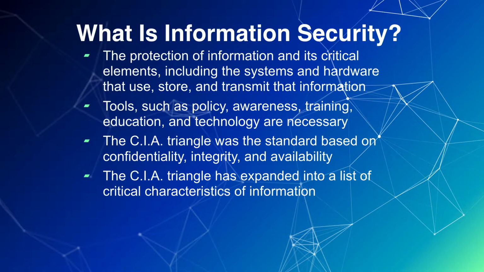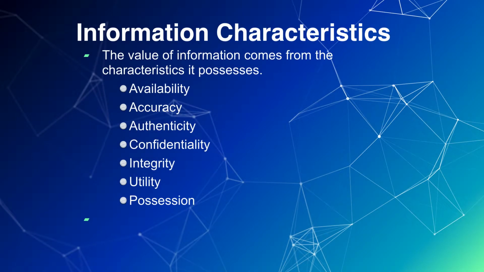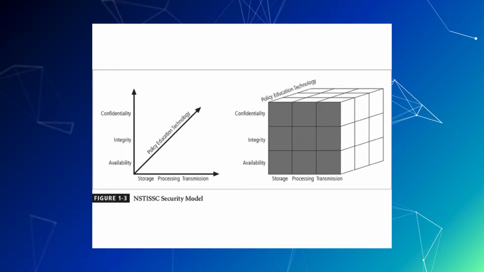So the CIA triangle has expanded into a list of critical characteristics that are kind of the hallmarks of information security. Those are basically availability, accuracy, authenticity, confidentiality, again, integrity, utility, and possession. Here they are kind of diagrammed in both 2D and 3D, particularly confidentiality, integrity, and availability. The cube, that Rubik's Cube looking thing over on the right, basically is designed to get everyone to take a kind of full dimensional view of everything involved in the triangle. And the whole policy, education, technology thing is designed to apply to everything. So I guess you can kind of look at it as a Rubik's Cube.